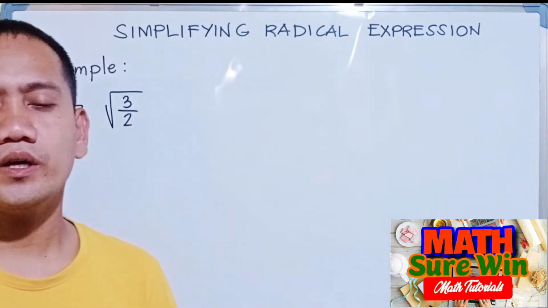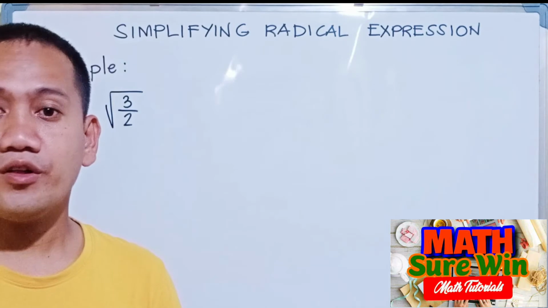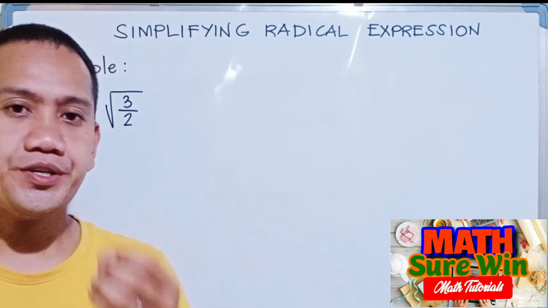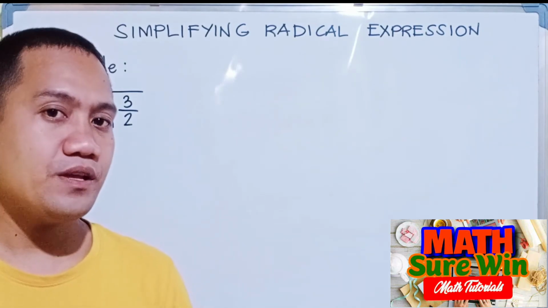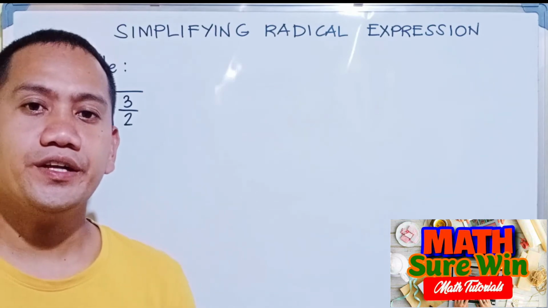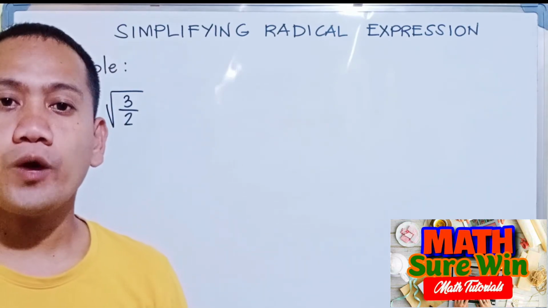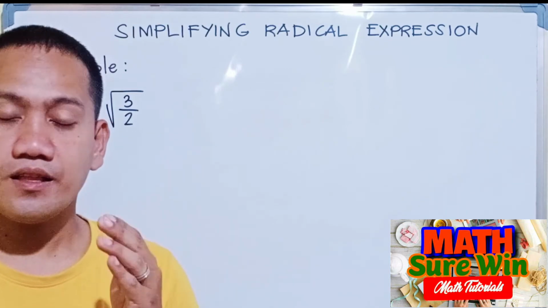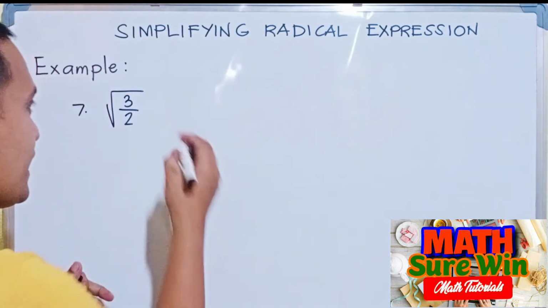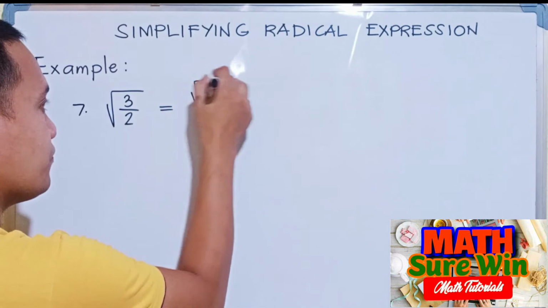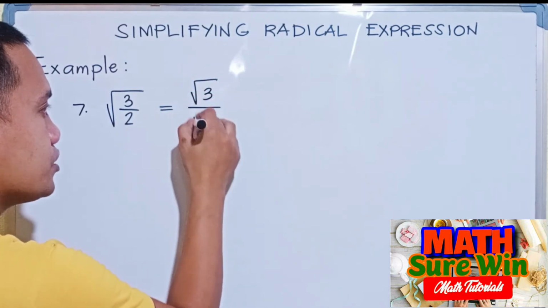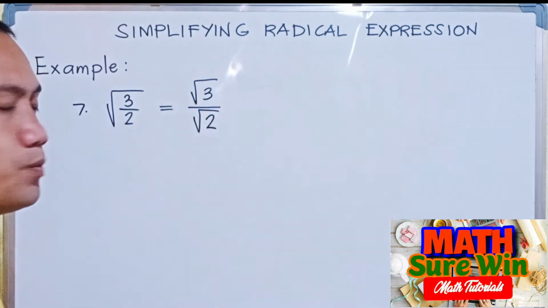Let's have the seventh one. We have square root of 3 halves. And this certain expression, we can simplify using the third law of radicals, which is the quotient rule. Since we have square root of 3 halves, this expression can be written as square root of 3 all over square root of 2.